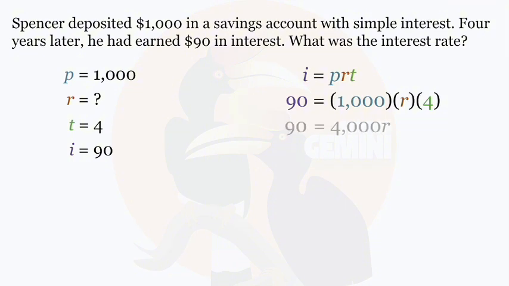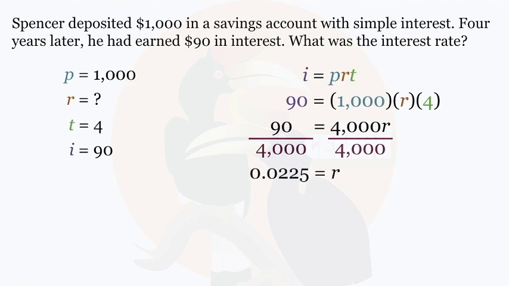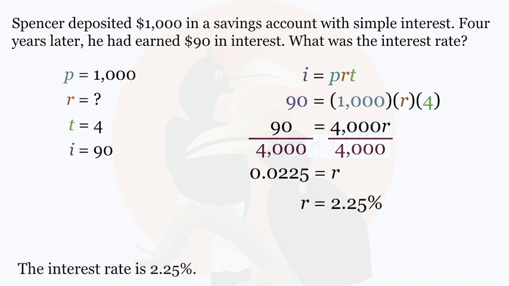Substituting these into the formula, we have 90 equals 1,000 times R times 4. 1,000 times 4 is 4,000, so 90 equals 4,000 R. Divide both sides of the equation by 4,000 to solve for R. 90 divided by 4,000 is 0.0225. As a percent, this is 2.25%. So the interest rate is 2.25%. Nice work. Let's look at another problem.